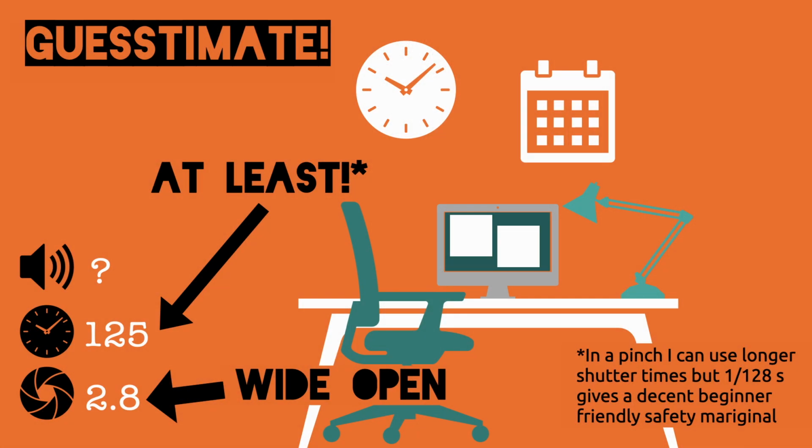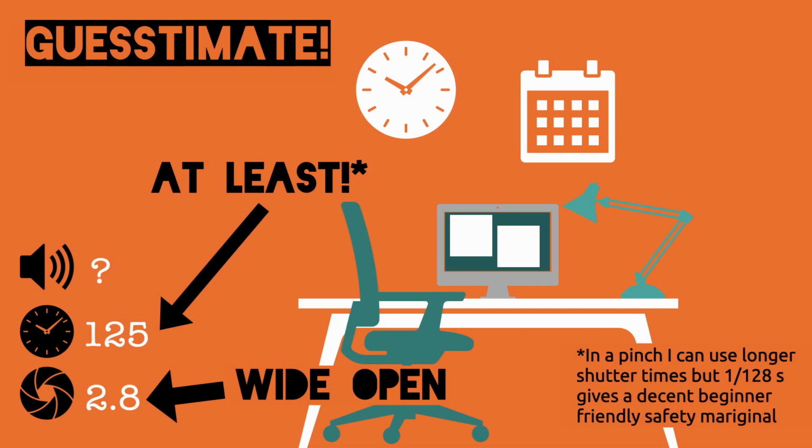And you're indoors in an office or something. You may need to shoot wide open, at least if you have a lens that isn't better than 2.8. And you're trying to have a shutter speed of at least 1/125. What will be your ISO? In a pinch you can use longer shutter speeds than 125, but I think 125 is decent and beginner-friendly.